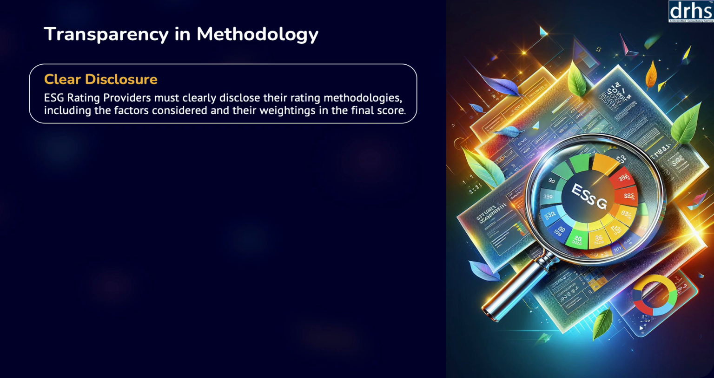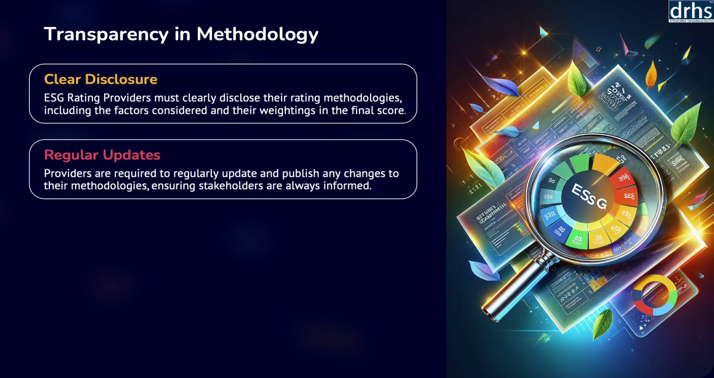The second is regular updates. Regular updates and clear communication of any change in the methodology are essential to maintain transparency and credibility in the ESG rating process. It includes establishing a clear schedule for methodology review, communicating changes promptly to all stakeholders, providing detailed explanation for any modifications, assessing the impact of an update on existing ratings, and incorporating emerging ESG trends and best practices.